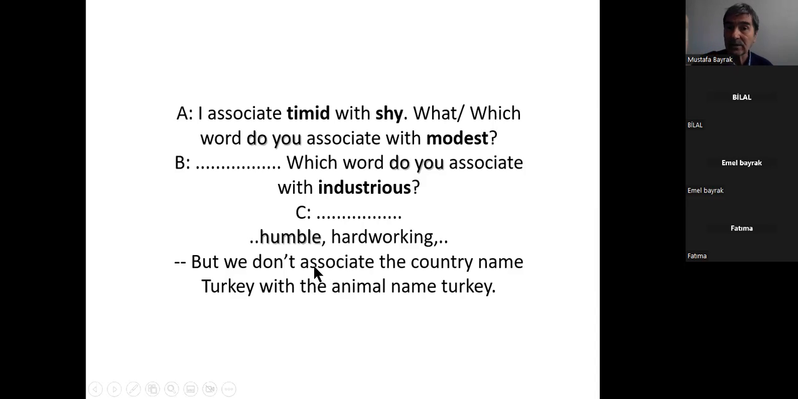Humble is a synonym for modest. Modest is a synonym for humble. Which word do you associate with industrious? Hardworking. I associate hardworking with industriousness. But we don't associate the country name Turkey with the animal name Turkey. The English guy told me this when we were talking about cultures when I was in England. He told me seriously and mindfully that we don't associate the country name Turkey with the animal name Turkey.